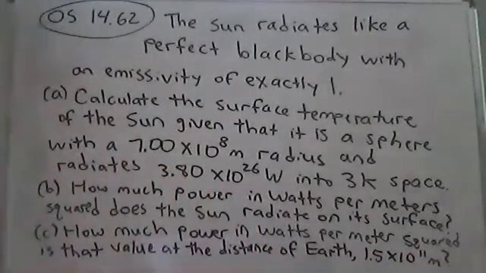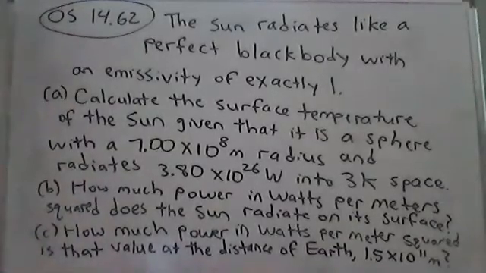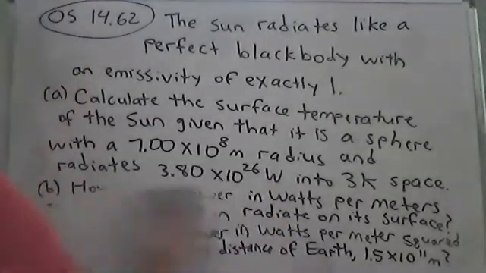All right. So the problem reads: the sun radiates like a perfect black body with an emissivity of exactly 1. A, calculate the surface temperature of the sun given that it is a sphere with a 7.00 times 10 to the 8th meter radius and radiates 3.80 times 10 to the 26 watts into 3 Kelvin space. B, how much power in watts per meter squared does the sun radiate on its surface? And then C, how much power in watts per meter squared is that value at the distance of Earth, 1.5 times 10 to the 11th meters, right? So I think that's all on there. So let's work the problems.